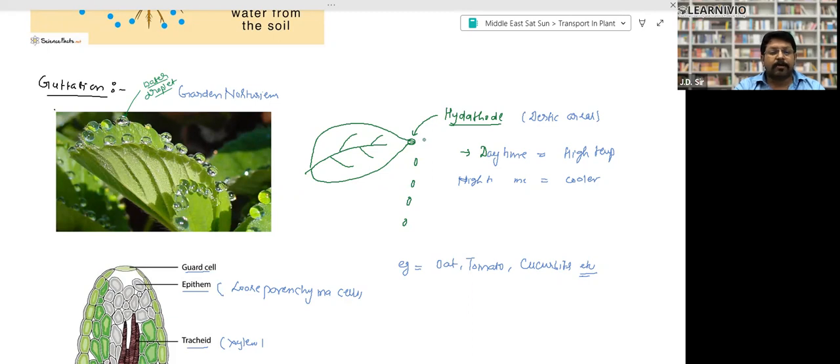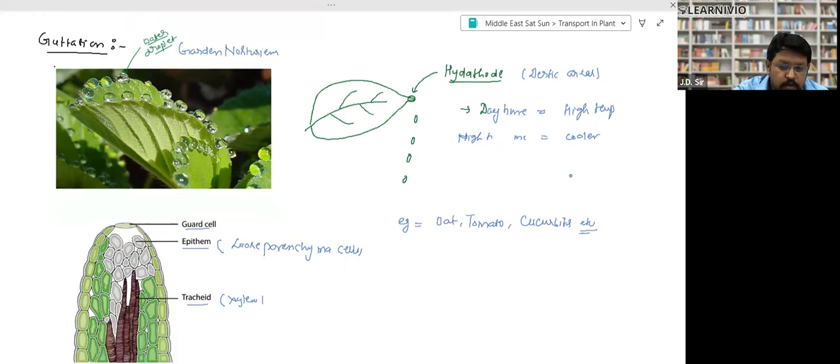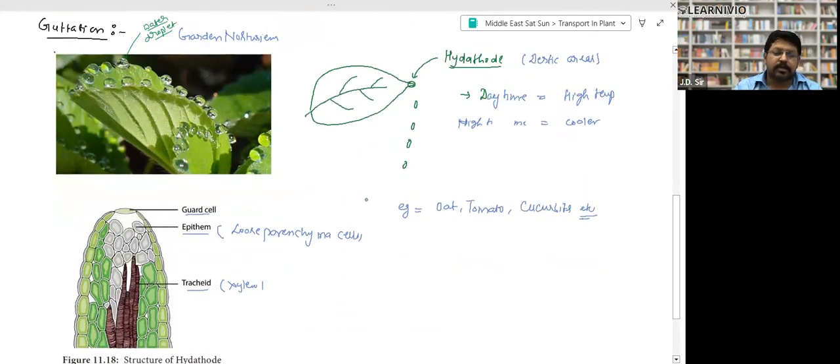So what happens? There are pores at the tip or margin of the leaves. These pores are known as hydathodes. Hydathodes are pores from where the water comes out in the form of droplets. They take place where the day temperature is very high and nights are cooler. Examples of guttation: it takes place in oats, tomato, and cucurbita.